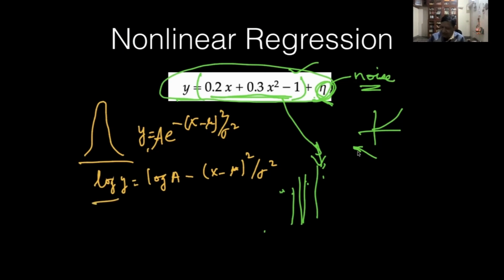Log of y is a quadratic function in x. So I do a polyfit of log y with x. I'll get a coefficient of x squared, which should be minus 1 by sigma squared. And the coefficient of x will be what? 2 mu divided by sigma squared. And the constant coefficient will be log a minus mu squared by sigma squared. So I can get all 3 coefficients by doing polyfit. That's how you can make a fit.